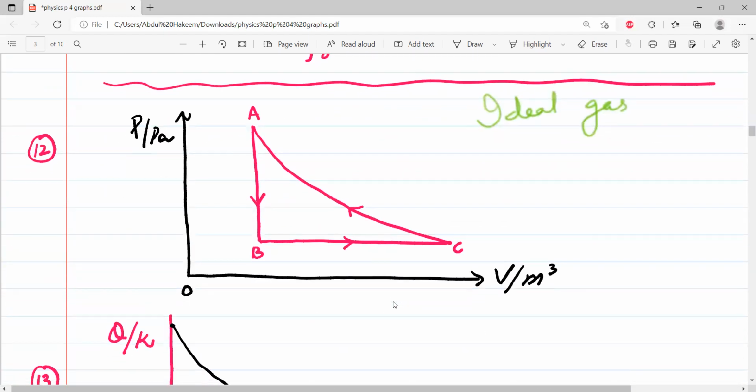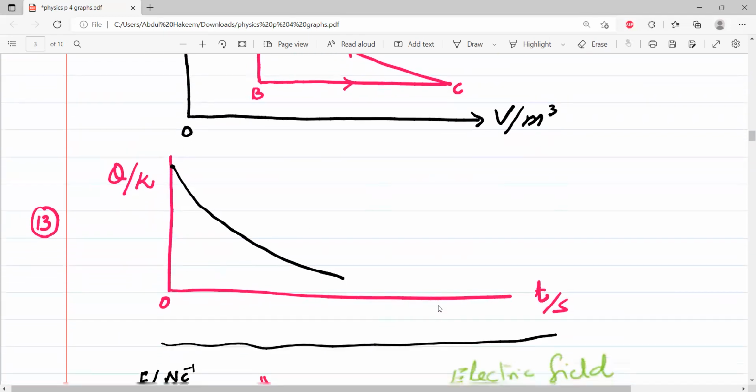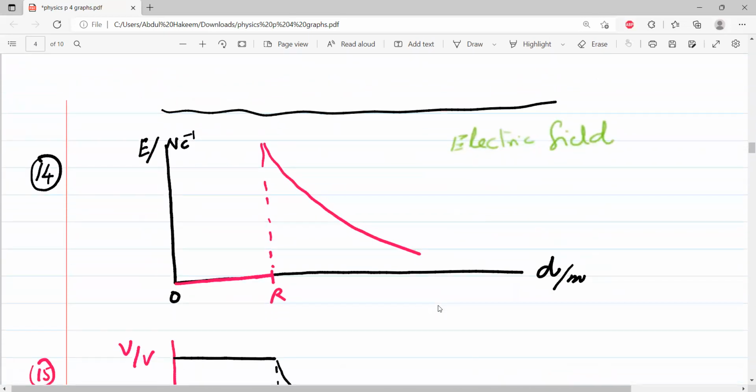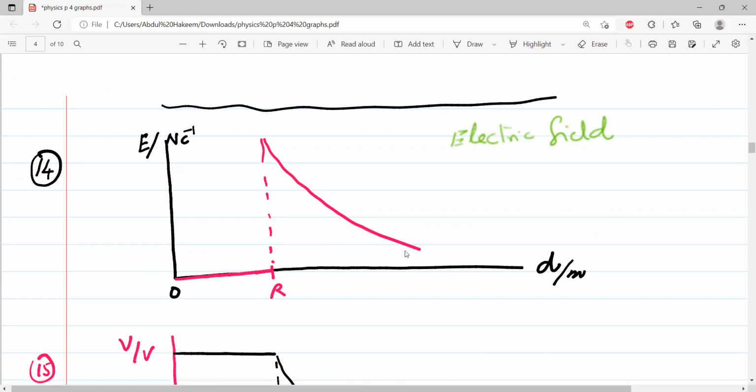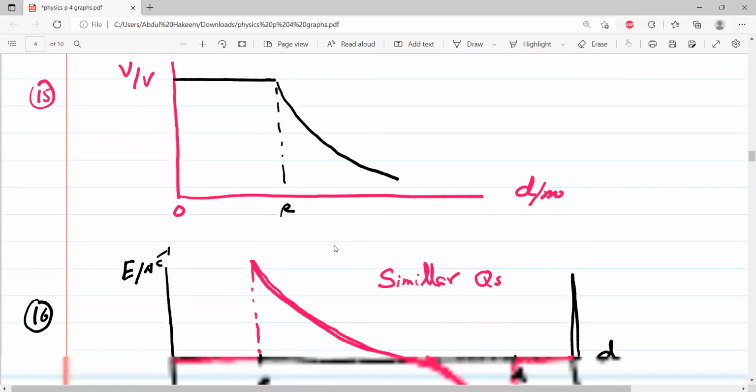Then for the ideal gas, this is the pressure volume graph. Then this is the change of temperature against time. And then electric field. This is the electric field strength and distance graph for the isolated charged sphere. Inside the sphere, electric field is 0, at the surface it is maximum, then it decreases gradually. Then this is the potential against distance graph for the isolated sphere.